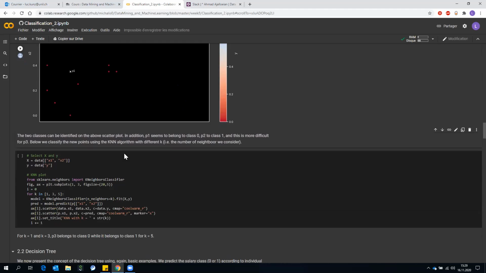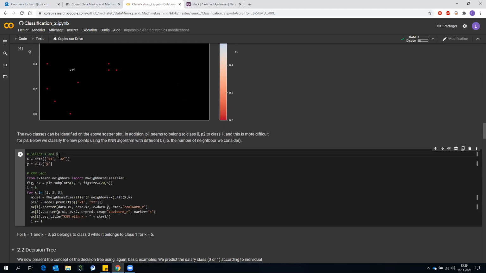Okay, then we select our X and Y. So X is x1, x2, and Y is y. And we use this KNeighborsClassifier from sklearn to run the algorithm with a K of 1, 3, and 5. And we plot the results. So we fit the model on X and Y with the K that we chose from above. And then we predict for the points for which we don't know the class, and we plot the whole thing.